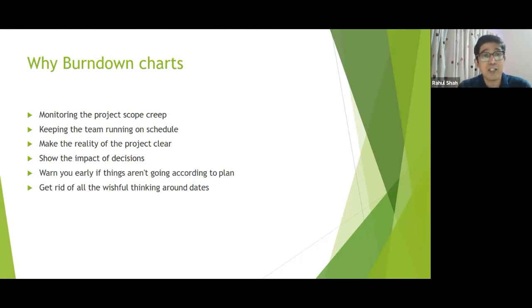So it will alert me, right? Because something is not right. Though we are working on it, the chart is not going down. The remaining work, the remaining story points, remain as they are. So something needs to be done. There can be a release burn down, or a sprint burn down also, right?